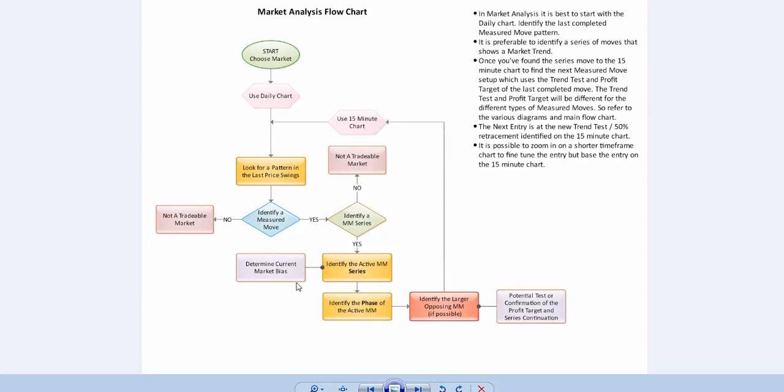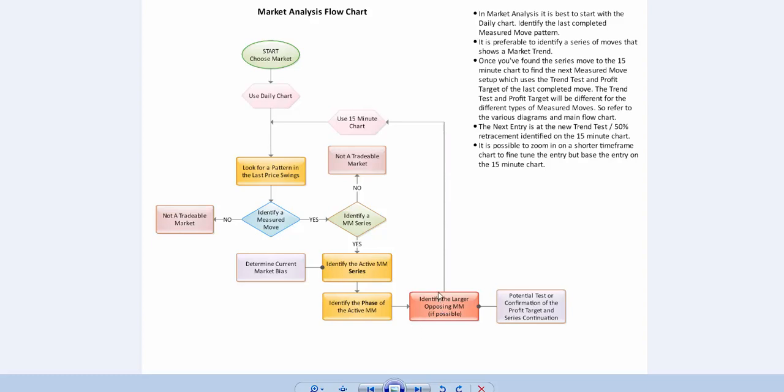So once we identify that next active setup, that next active measured move in our series, we identify the phase of that active measured move, where it is inside of that pullback. And we also have to pay attention if there are any larger opposing measured moves that are moving against it. If we can, we use the 15-minute chart and we go down to that smaller time frame. So this is more of a way to understand why we go from the long time frames down into the smaller time frames.